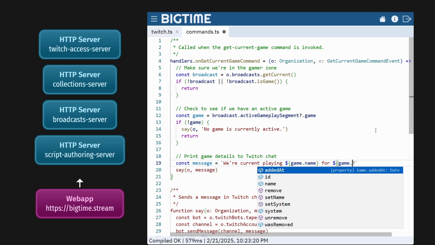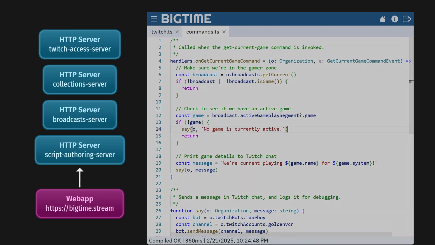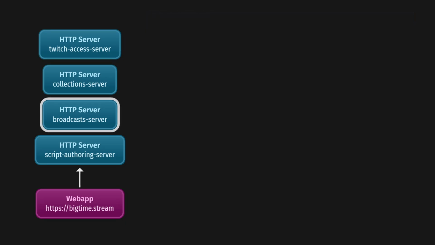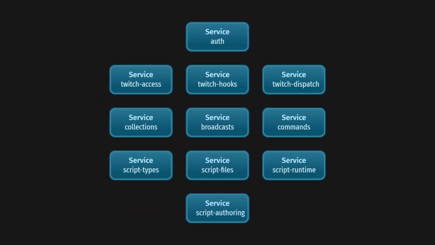So there's another HTTP server that lets the front end interface with the scripting system. As we've seen, there are many different problem domains that our app has to deal with: Twitch accounts, collections, broadcast data, and so on. We can think of our backend as a bunch of different services, each one handling its own unique chunk of our platform's functionality.